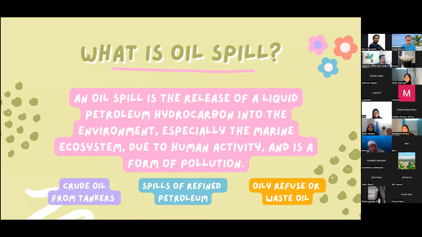Okay, what is oil spill? An oil spill is the release of a liquid petroleum hydrocarbon into the environment, especially the marine ecosystem, due to human activity, and is a form of pollution. So basically, when we talk about oil spill, it must come from tankers and ships. Spills of refined petroleum and oil refuse are common. This issue can lead to water pollution and of course poses a problem for marine life. Next.